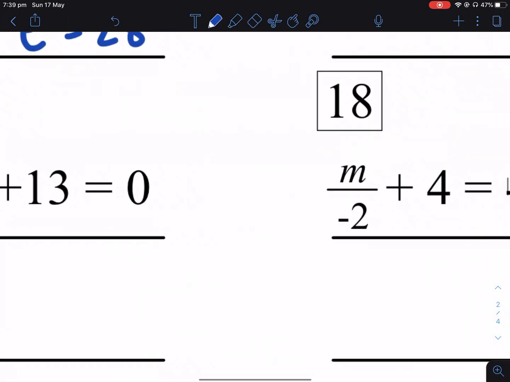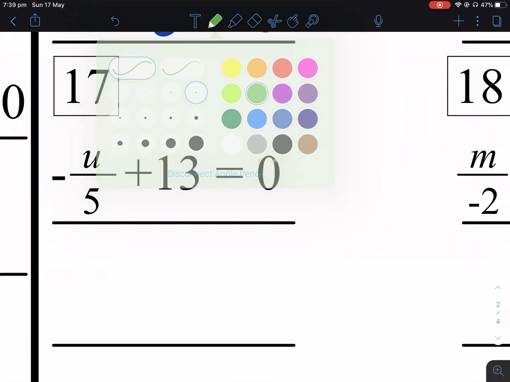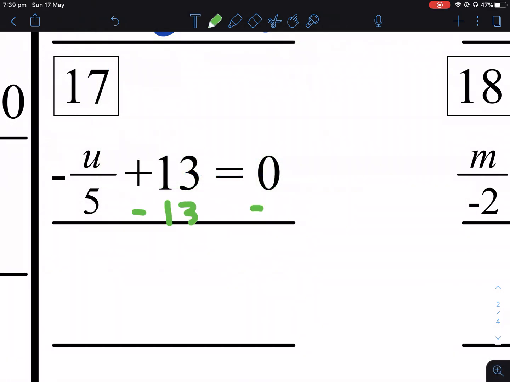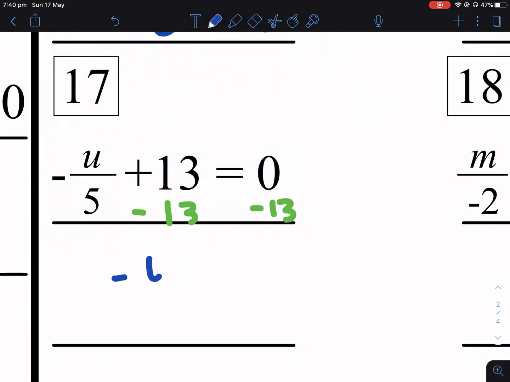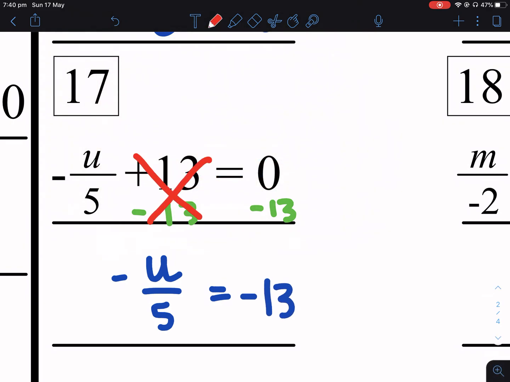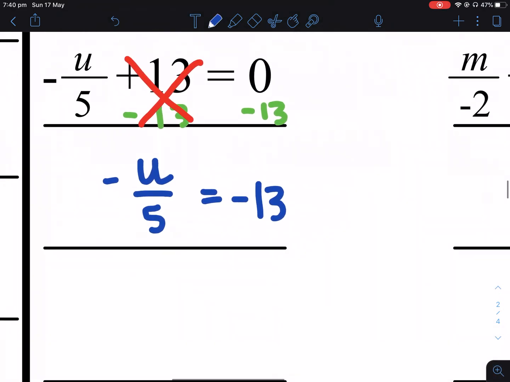And if it's a negative with it, so for example, we've got negative u on 5 plus 13 equals 0. Well, we're still going to minus 13 from both sides. So we've got negative u on 5 equals 0 minus 13, which is negative 13, because these cancelled out. Now, where you place this negative is quite important. Well, it's actually not important at all.